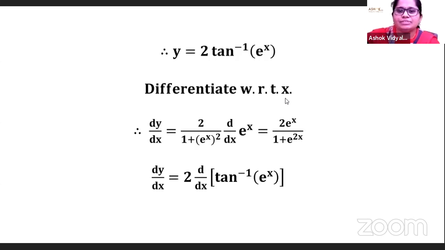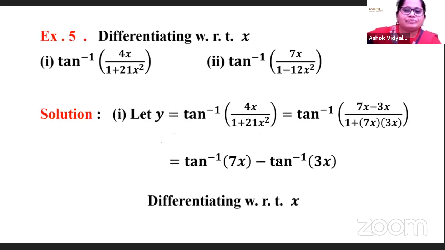Differentiate this function with respect to x. Therefore, dy by dx is equal to 2 upon 1 plus e raised to x square into the derivative of e raised to x, because again this is a composite function, or function of function. Here, the derivative of e raised to x is e raised to x. Hence, dy by dx is 2 e raised to x upon 1 plus e raised to 2x. Therefore, this is the solution of the given expression.